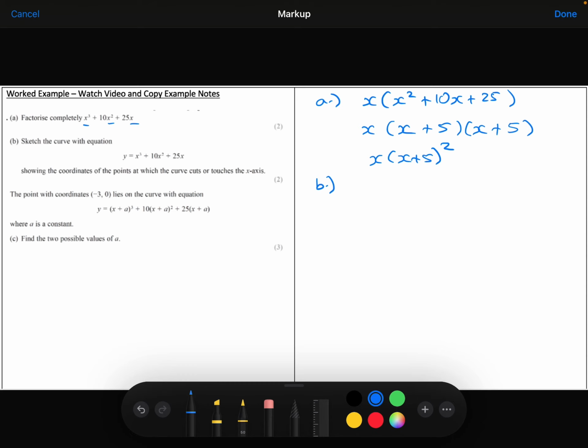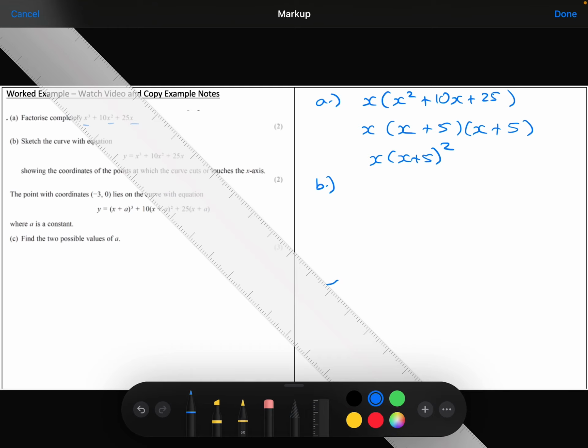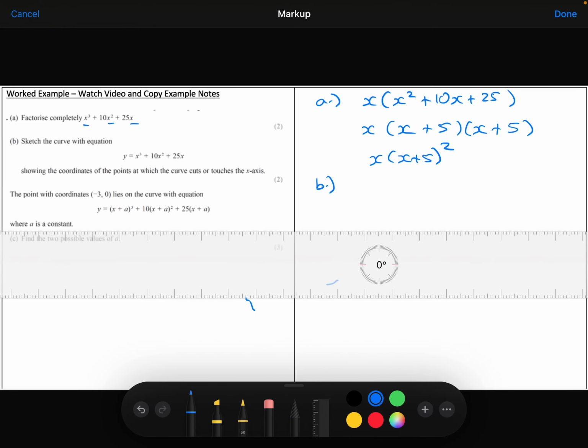Part B. Sketch the curve with that equation, showing the coordinates of the points at which the curve cuts or touches the x-axis. So, let me draw a set of axes first of all.